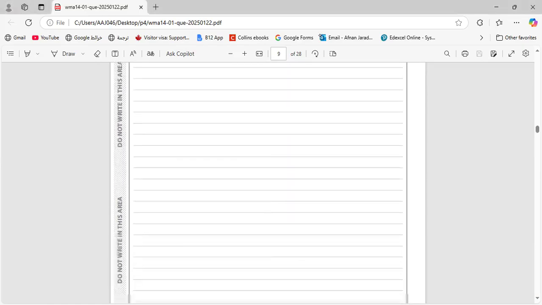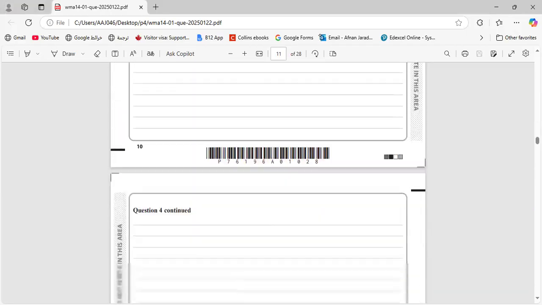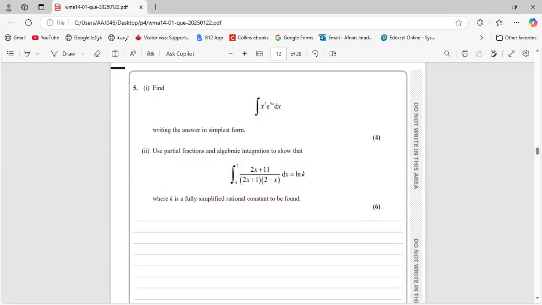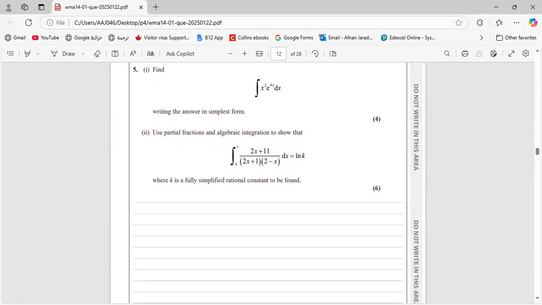From question number 4 to question number 5, which is about integration. Question number 5: find the integration.